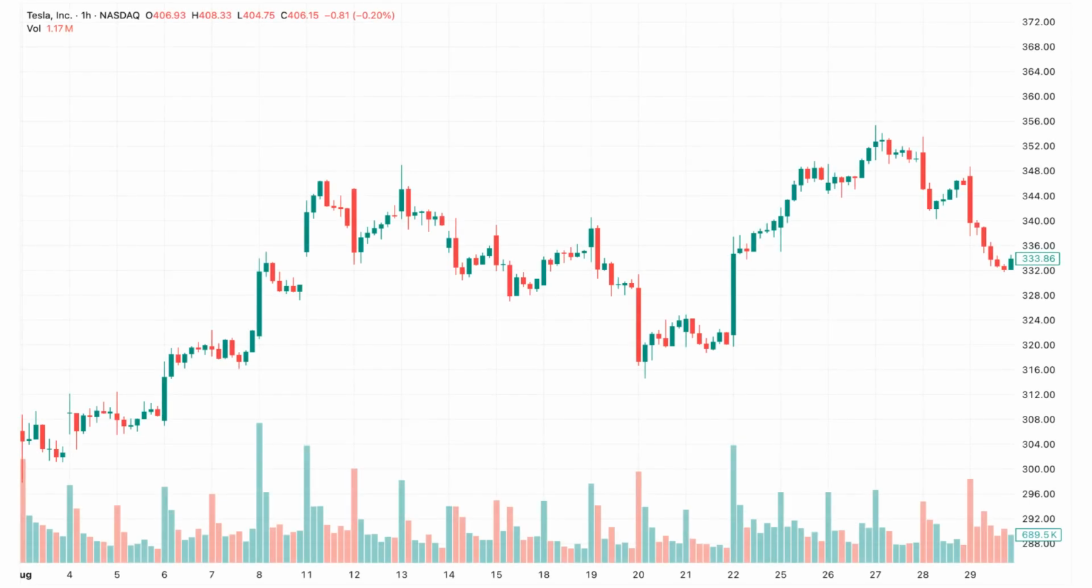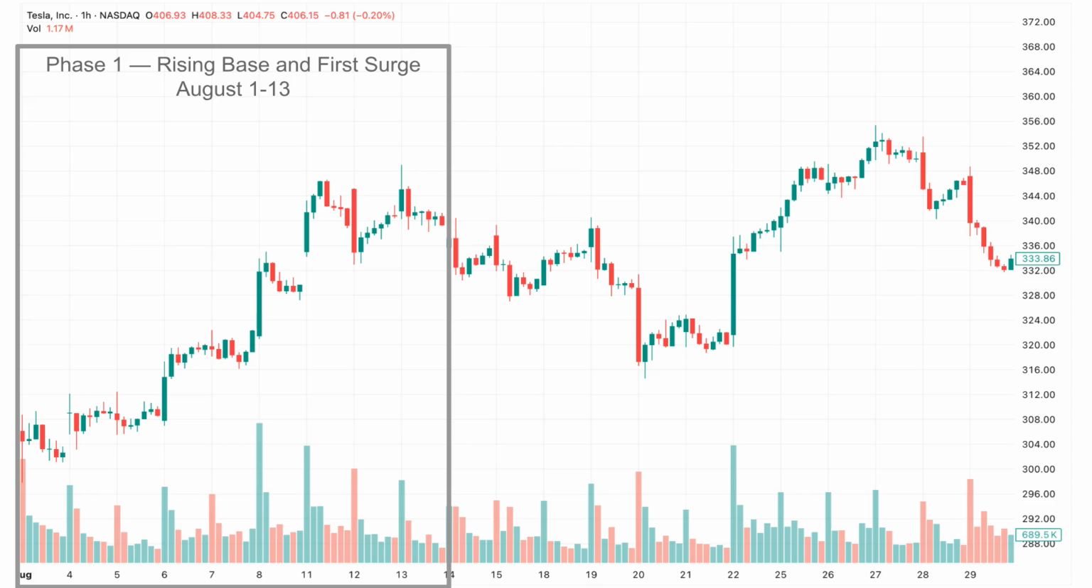Looking at this chart left to right, 3 distinct phases emerge. Phase 1. Rising base and first surge, August 1st through 13th. Tesla opens the month near $309 and grinds higher through the first week, rising lows, moderate and unremarkable volume. Then on August 8th, a first surge pushes price from $321 up to a high of $330. It is a meaningful move, but price stalls.